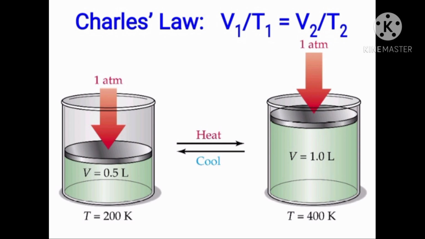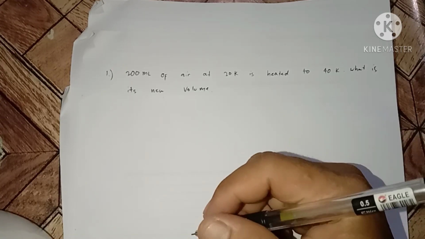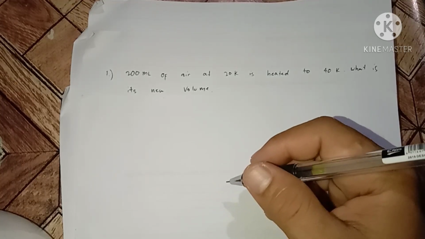So as we have seen in the sample, heat and cold. In heat, when the temperature is high, the volume is also high, while the pressure remains constant. In cold, the temperature is low, then the volume is also low, but the pressure remains. Here are the three problems of Charles's law.